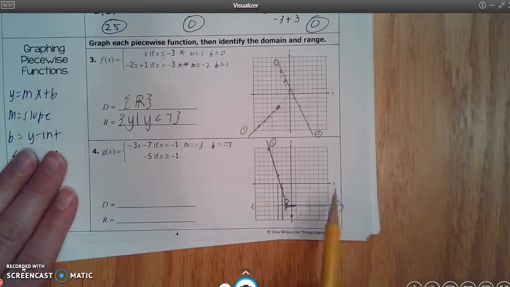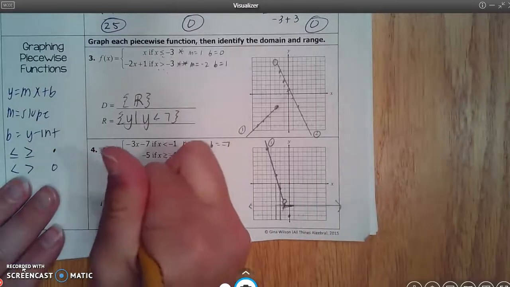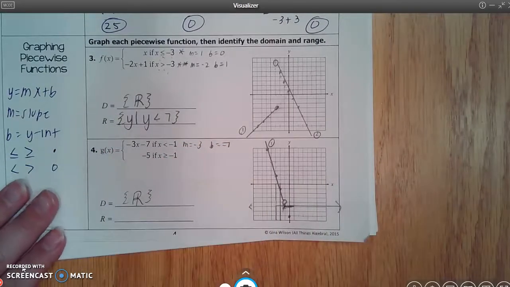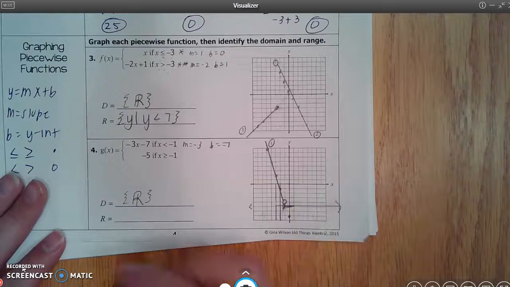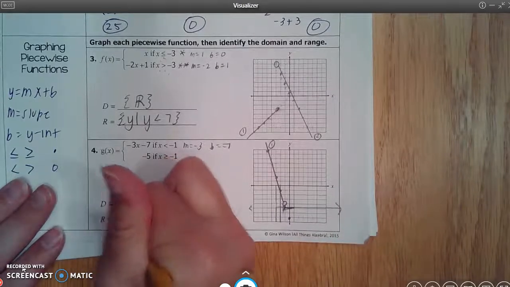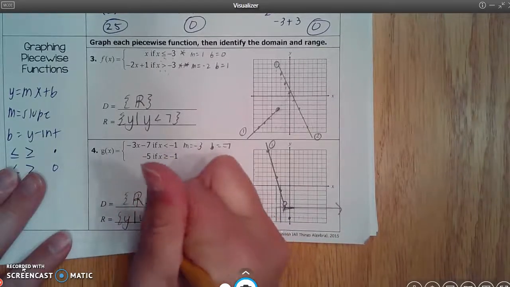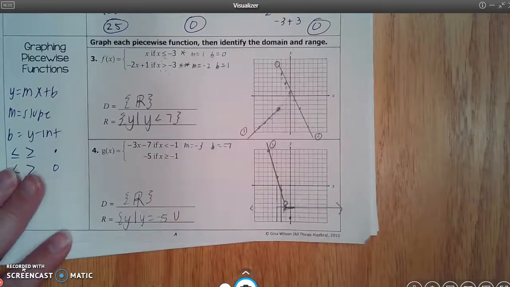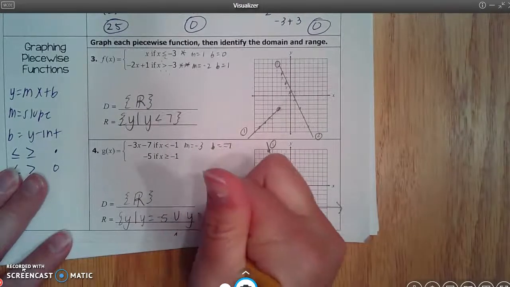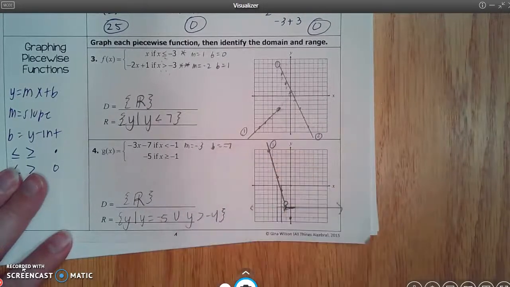Domain, I go from left to right forever, so my domain will be all real numbers. But for my range, -5 is a straight line. There's nothing below it. But there's also a gap between this closed dot and that open dot. So for my range, I want y values that equal -5, and this U means and, or union, I want y values that are greater than -4.